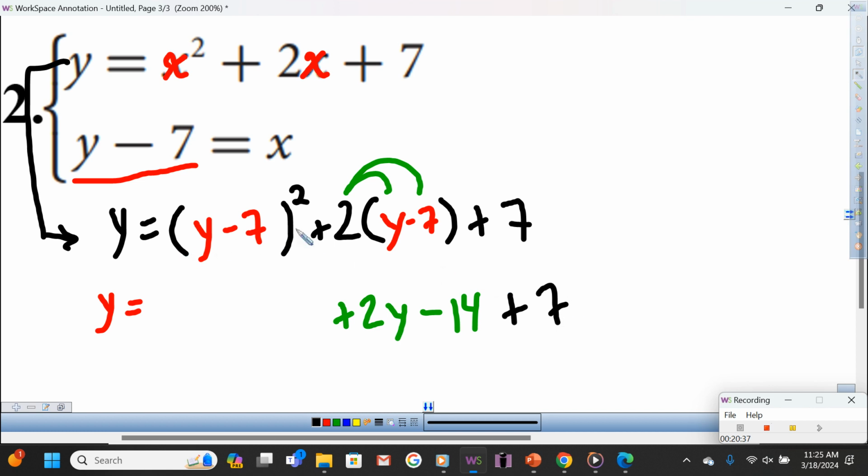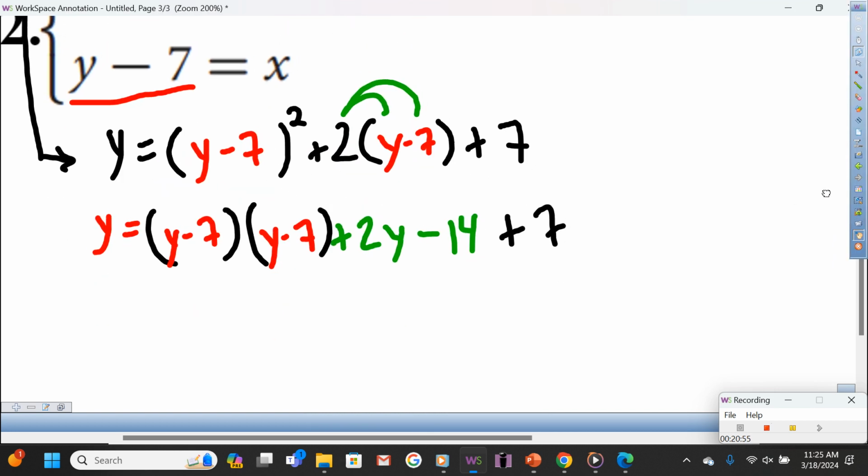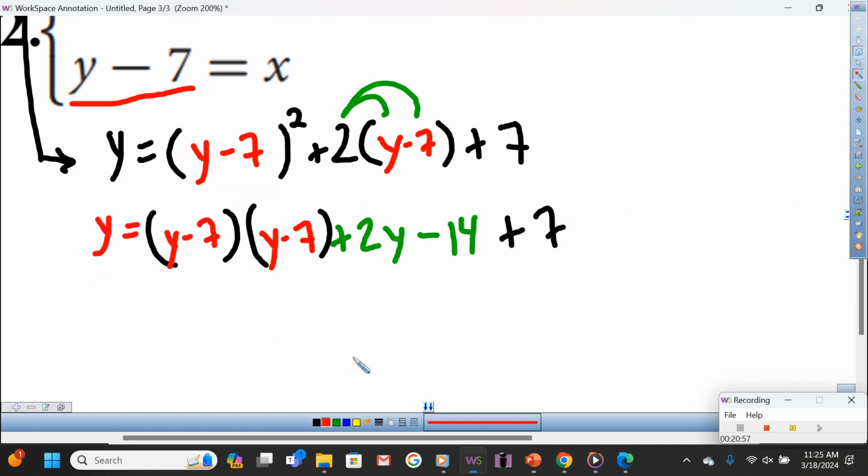However, this piece we need to expand. Is that correct? So let me write it here. Y minus 7 squared, which is y minus 7 times y minus 7. All right. So let's see. Help me with this one. Jacob, help me distribute this.